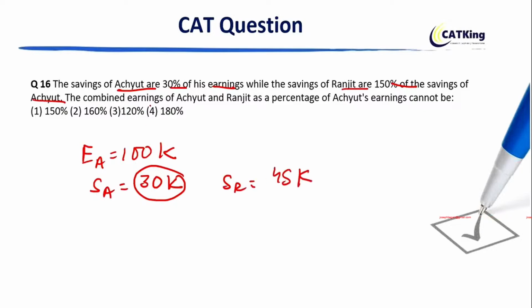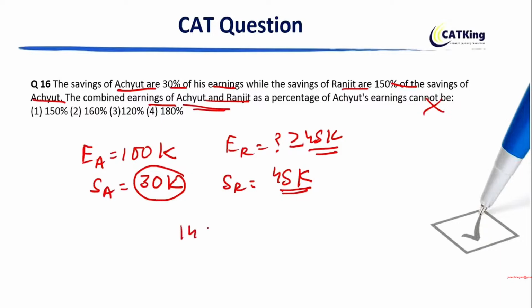Correct? Combined earning of Achyut and Ranjit as a percentage of Achyut's earning. I don't know the earning of Ranjit. Guys, if he is saving 45k, his earning must be at least 45k, greater than or equal to 45k, correct? Combined earning of Achyut and Ranjit should be at least 145k.